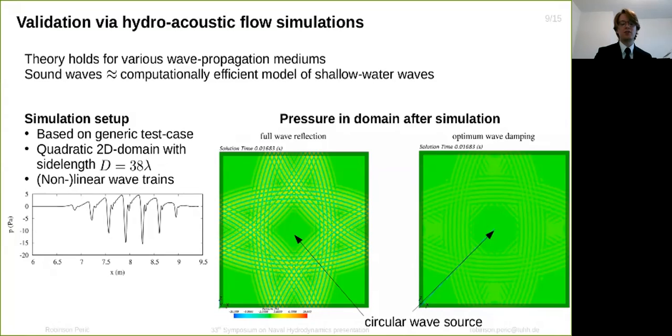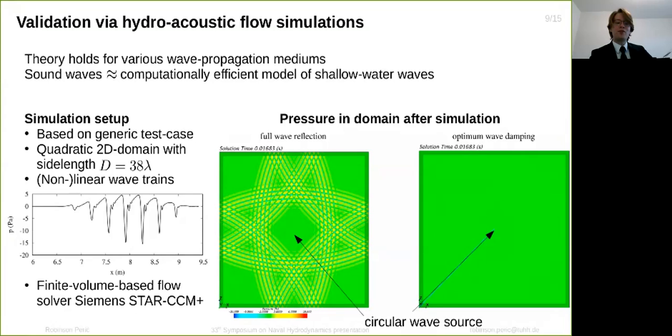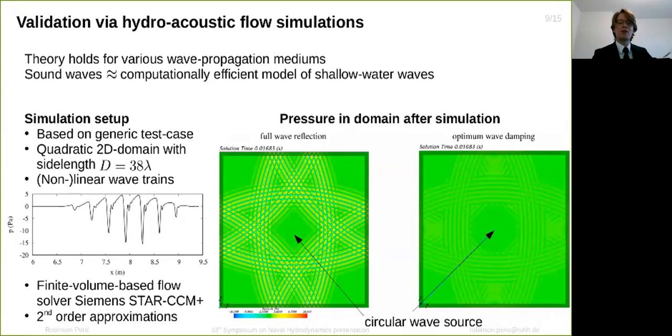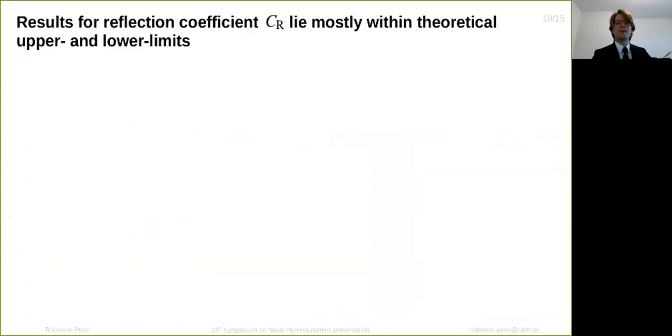And this, of course, is so nonlinear that it deforms as it propagates. And this is how it looks. You see the pressure over wave propagating distance. The finite volume-based flow solver Siemens Star-CCM+ is used in all simulations in the following, with second-order approximations. So, if we look at the results for the reflection coefficient, we find that they lie mostly within the theoretical upper and lower limits.